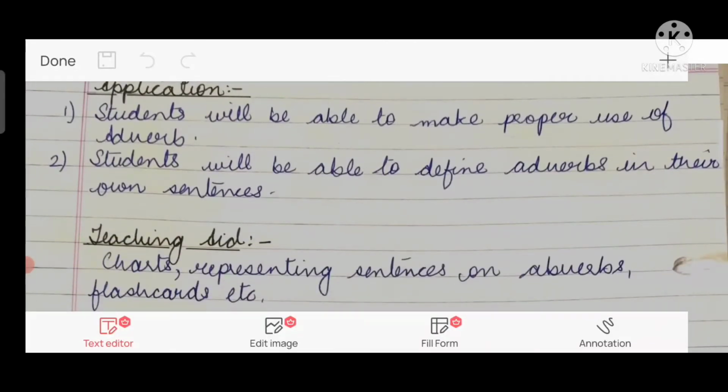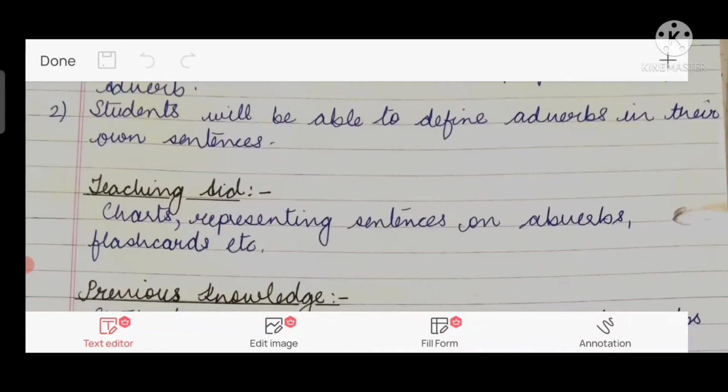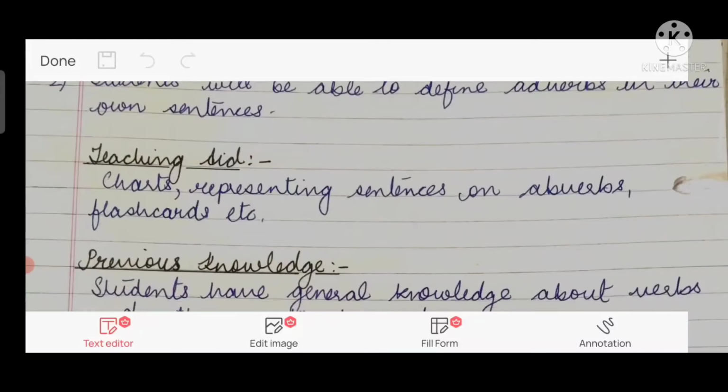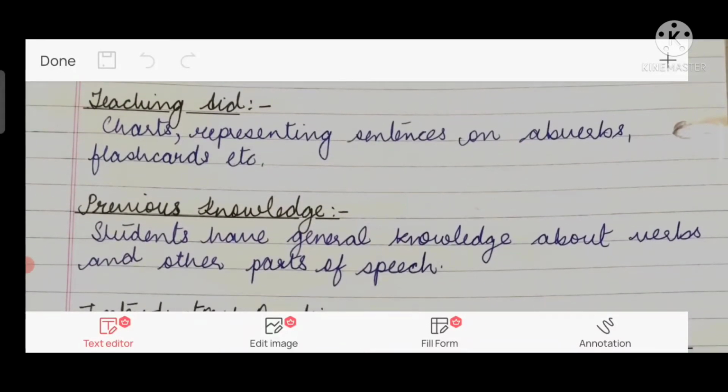After that, we'll write teaching aids. Teaching aids means here we mention that teaching material which helps in the classroom. For example, let's see here, charts representing sentences and adverbs, flashcard, etc. After that, next step is previous knowledge. In previous knowledge, students have general knowledge about verbs and other parts of speech.